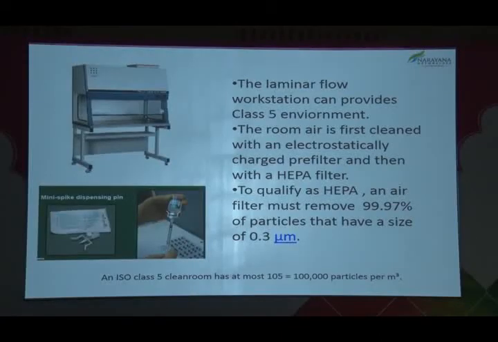So this is the ideal way that is recommended. It's under a laminar flow. The laminar flow workstation can provide a class 5 environment. The room is first cleaned with a charged pre-filter, and there's a HEPA filter there, and under that you do the aliquoting. And you see that there is a mini spike shown down. So this is a better option. You don't put a needle directly and withdraw from there. That way, there's a chance of air entering the vial. With this, the chances could be less. You also get a 3-way stopcock. So this could be a better option.